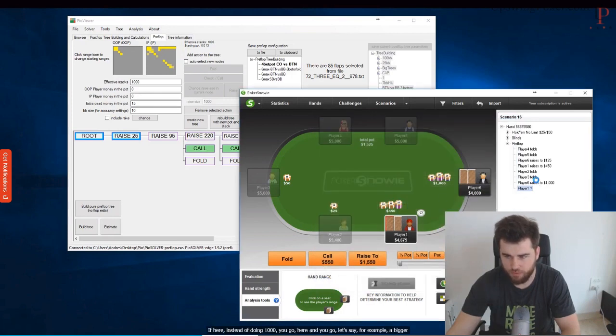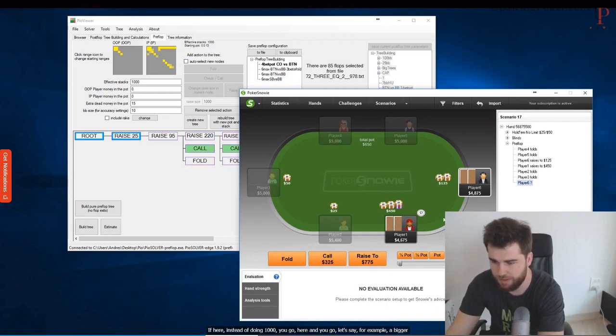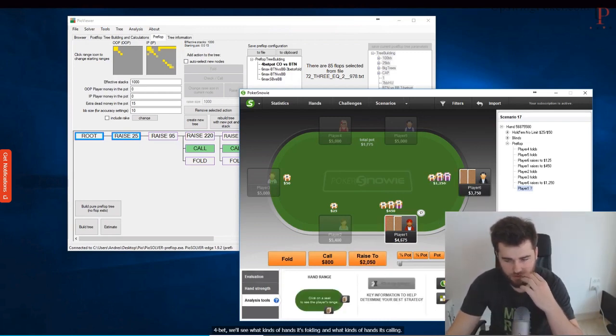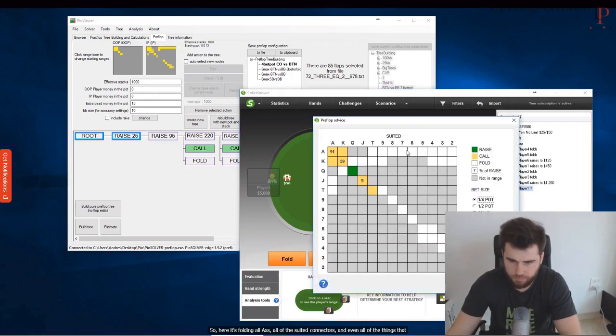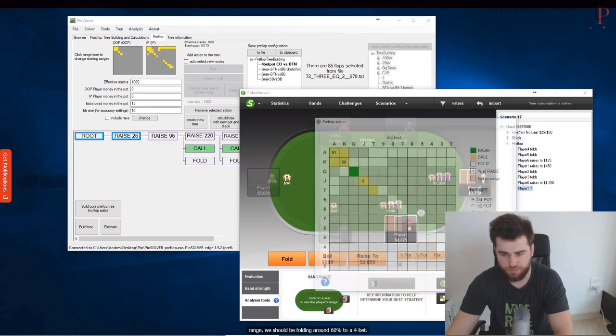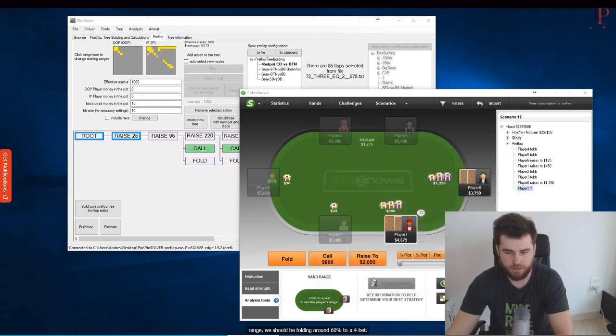If, instead of doing 1000, you go here and do, for example, a bigger 4-bet, we'll see what kind of hands it's folding and what kind of hands it's calling. So here it's folding all the ace-x suited, all the suited connectors, and even all the hands beyond 10 ace-king, so more than 4% of the range. So if we're 3-betting around 10% of the range and we're calling around 4% of the range, we should be folding around 60% to the 4-bet.